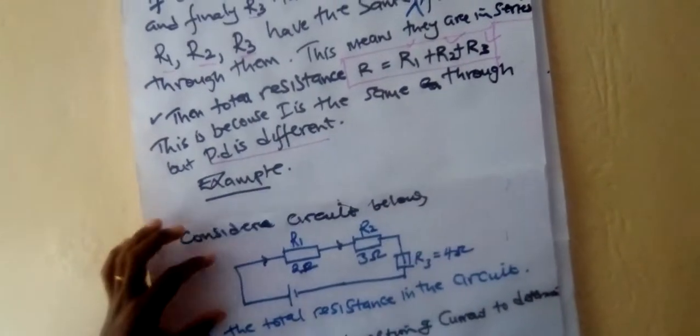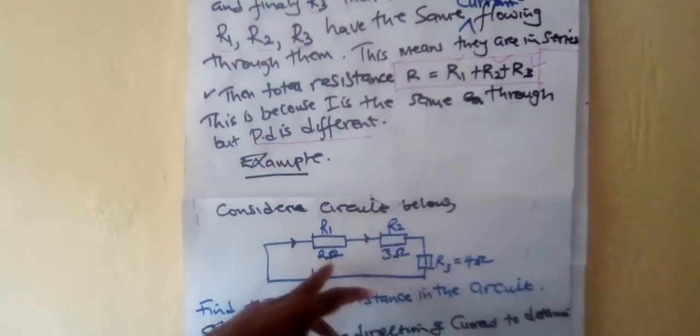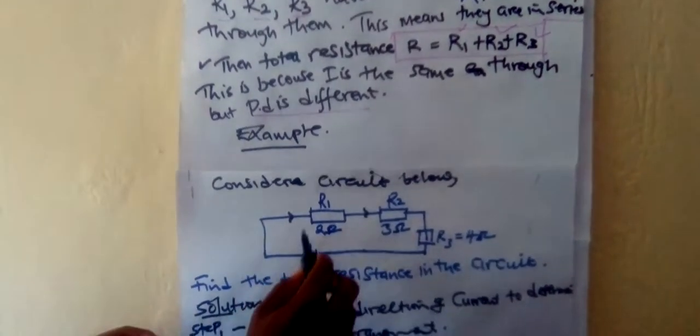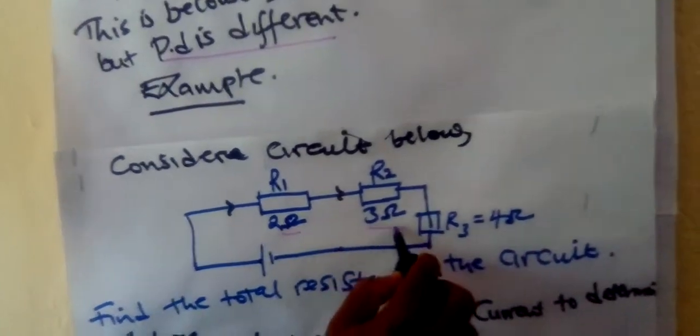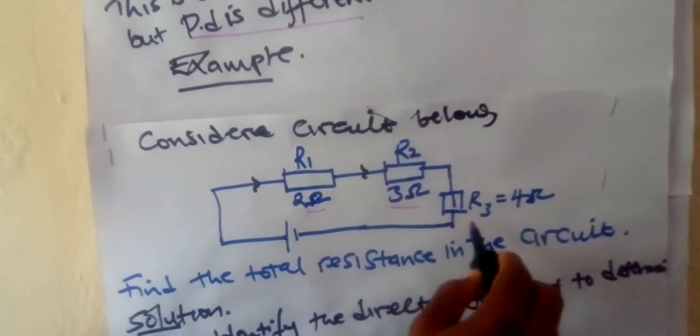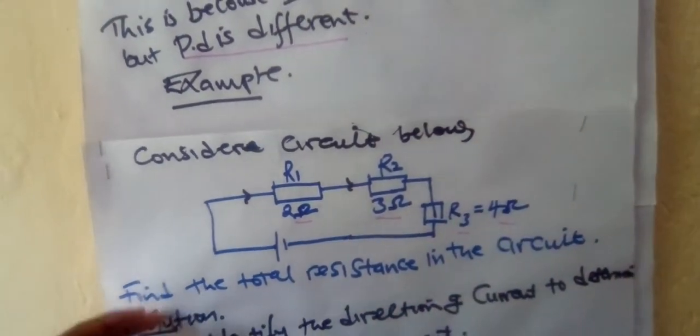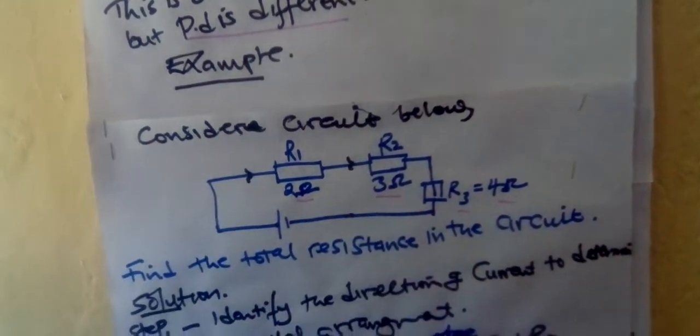Now, we consider the circuit. This time we are given the figures. We have R1 of 2 ohms, R2 of 3 ohms, R3 of 4 ohms. They are saying to find the total resistance in the circuit.